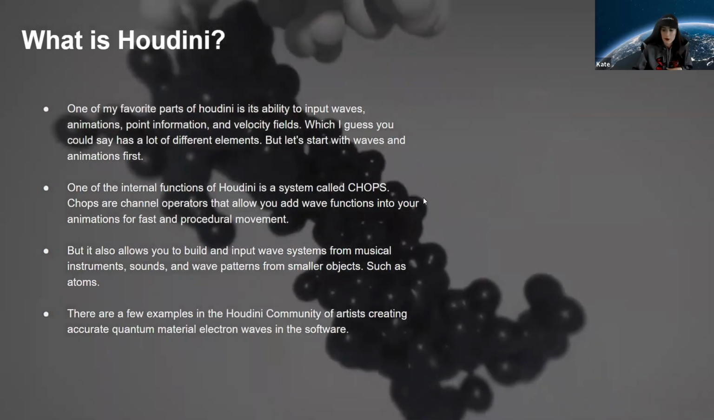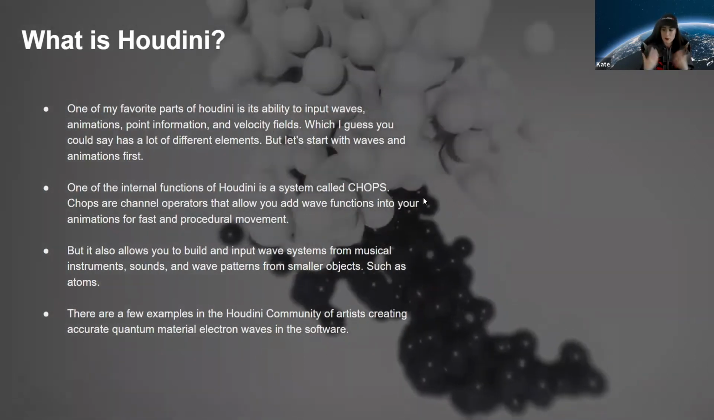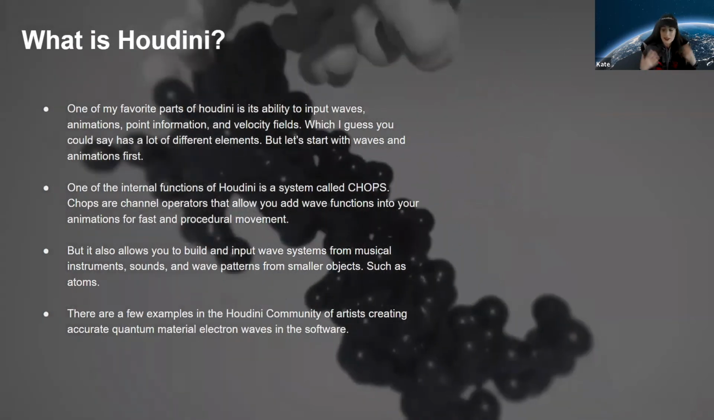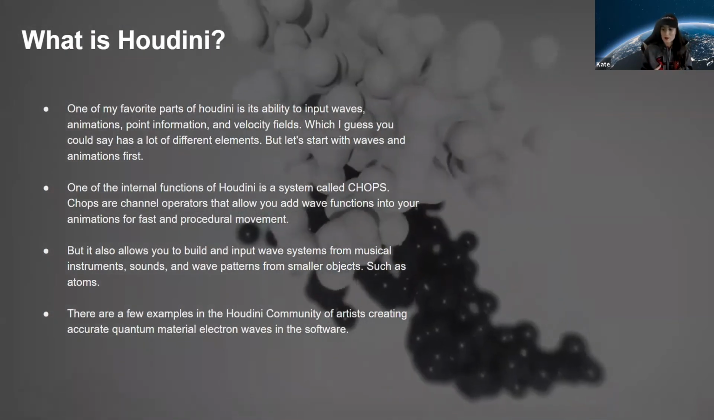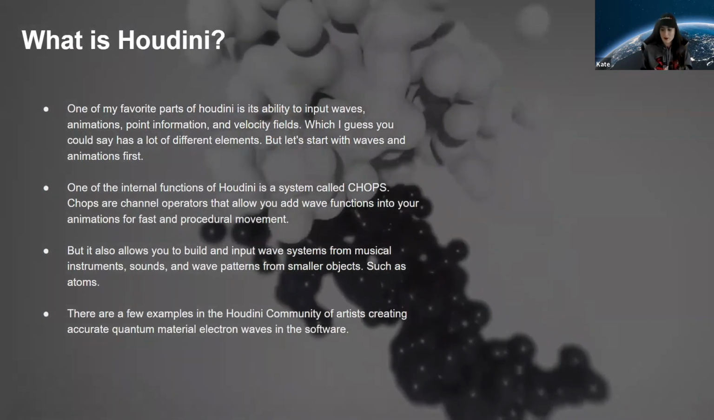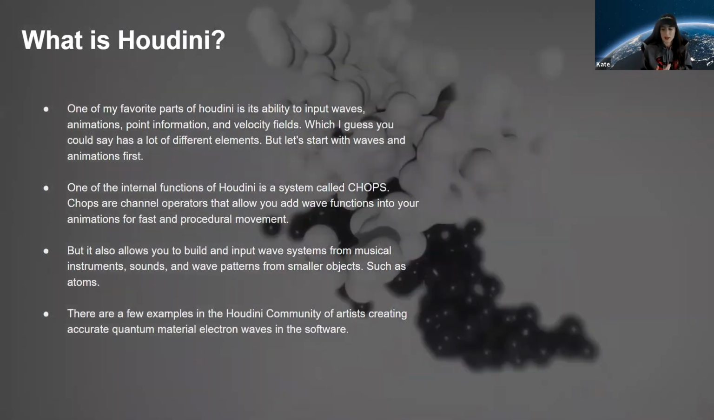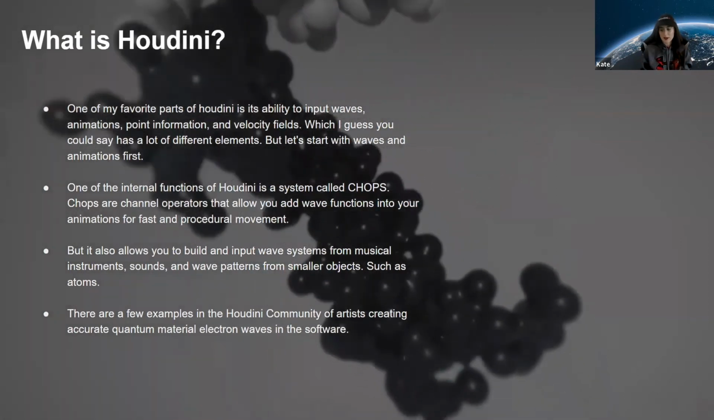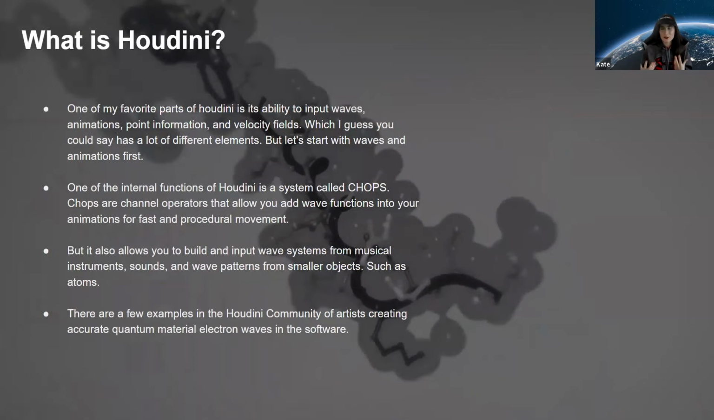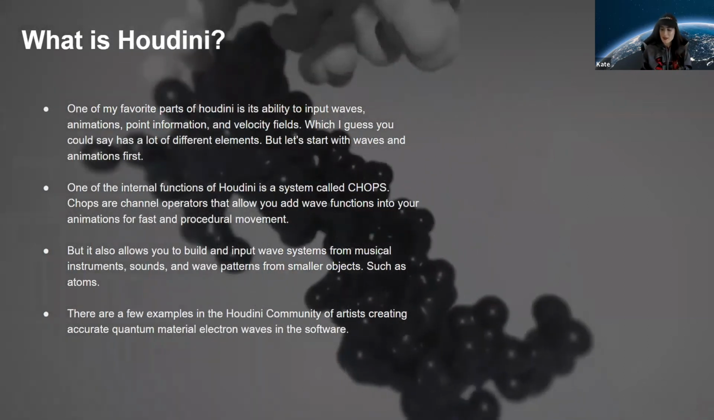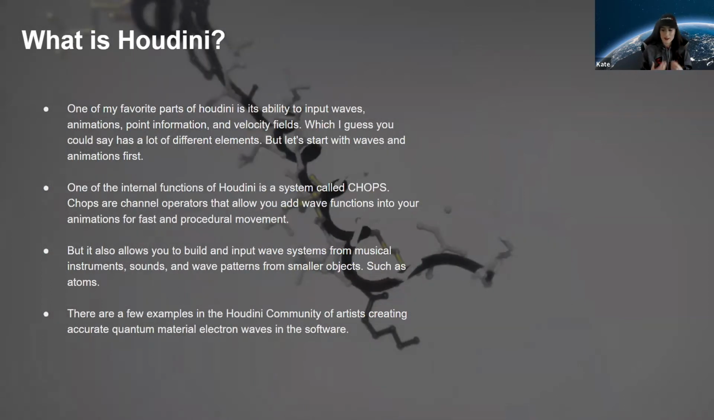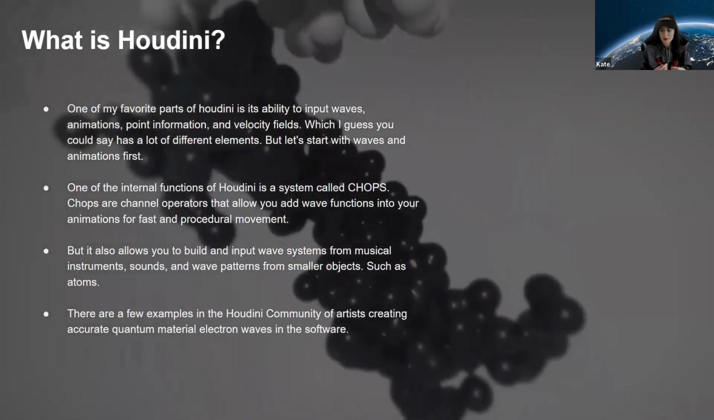One of my favorite parts of Houdini is its ability to input waves, animation, point information, and velocity fields, which you could say is a lot of different elements. But let's start with waves and animations first. One of the internal functions of Houdini is a system called CHOPs. CHOPs stands for channel operators, and these allow you to add wave functions into your animations for faster and easier procedural movements.